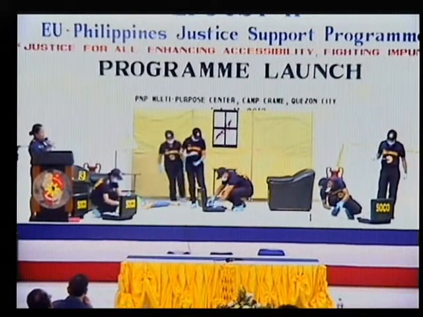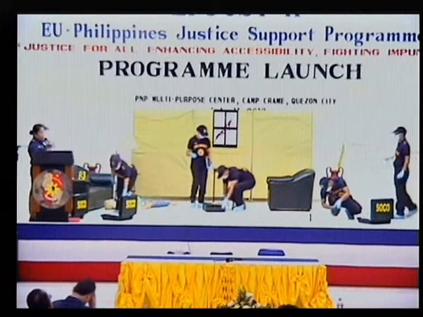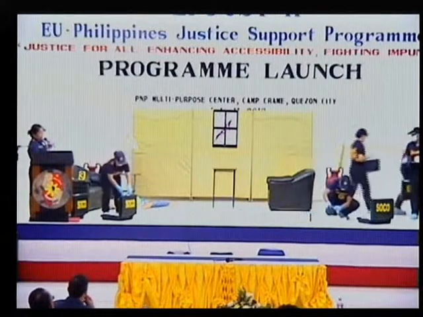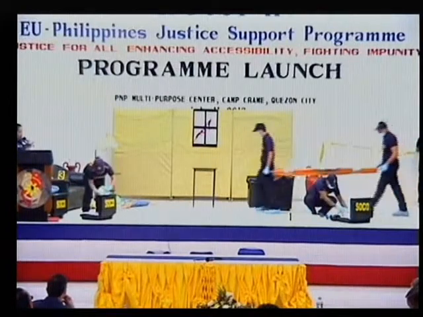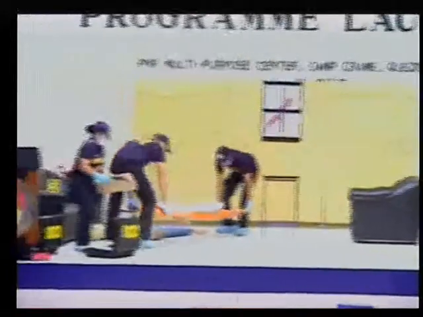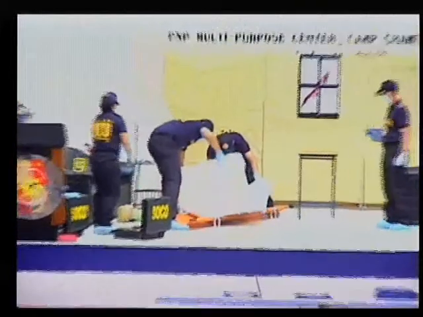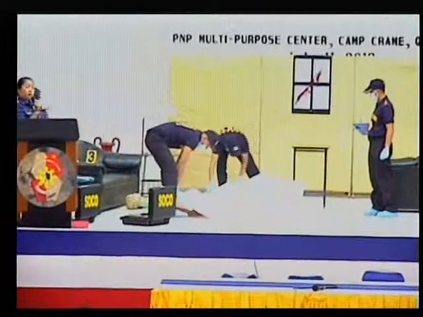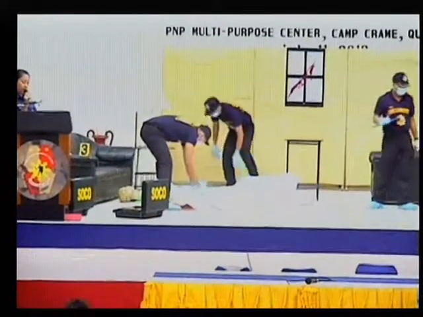After searching procedures are done on the body, the team leader directs the removal of the body from the scene. Notice the proper lifting and transfer of the body. Trivia. Did you know why the first 72 hours after the onset of crime is also called the golden hour?